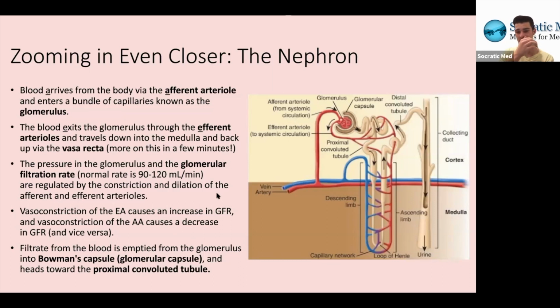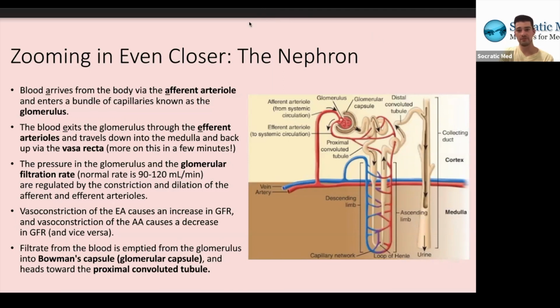Filtrate from the blood is emptied from the glomerulus into Bowman's capsule and heads toward the proximal convoluted tubule. So Bowman's capsule is just that surrounding area of the glomerulus. The filtrate leaks out of the glomerulus and is collected by Bowman's capsule, which is also known as the glomerular capsule. And it is funneled in right over here and heads down to the proximal convoluted tubule.